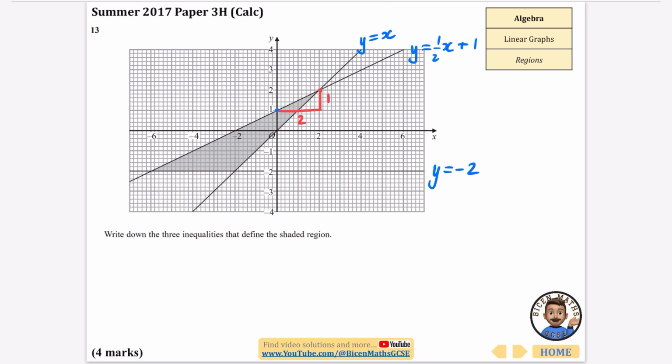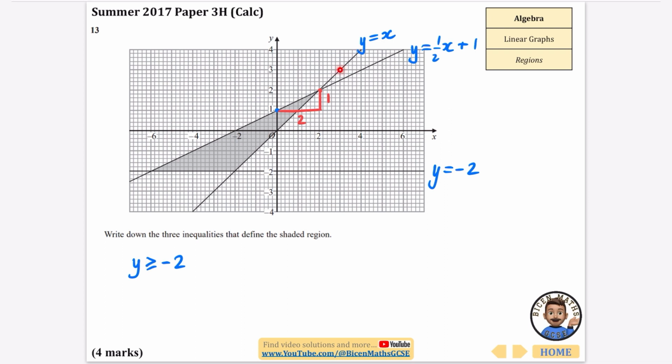All we need to do now is define the region by adding in some inequality signs. Now, first of all, let's look at this one. We can see that clearly the shaded region is above this line, which means that y is greater than or equal to -2. The reason I've used greater than or equal to is because the line is solid. If it was a dotted line, you wouldn't have the or equal to sign. The reason it's above is because we're saying that the y-coordinate is above. The y-coordinate is greater than -2.